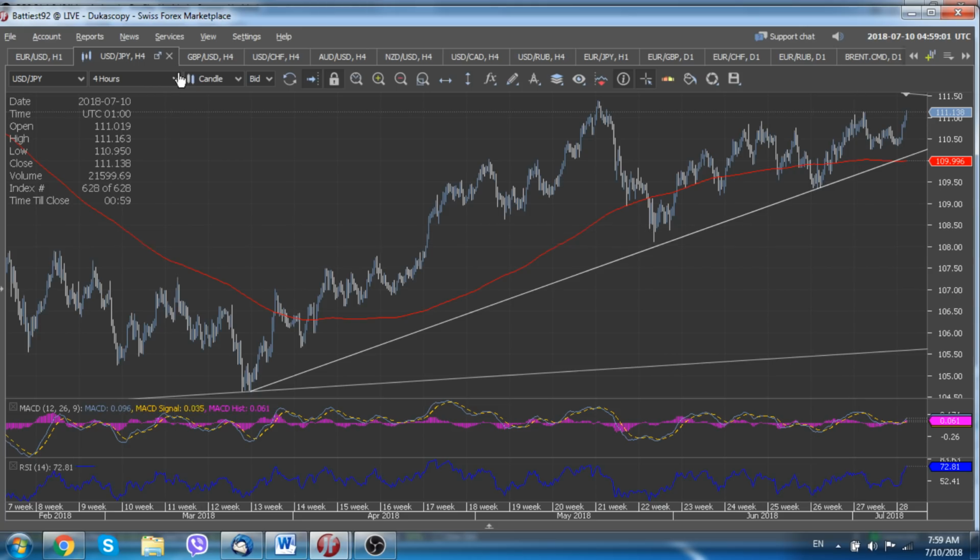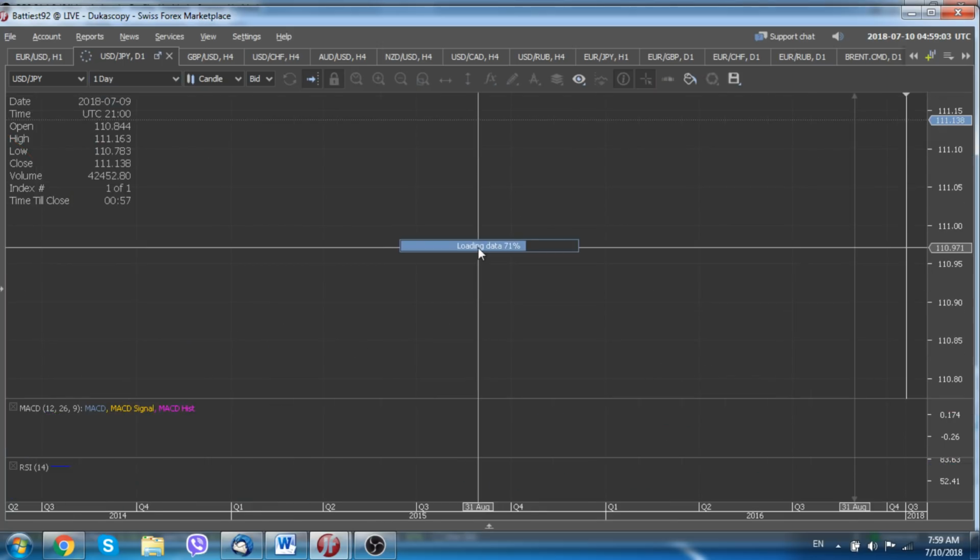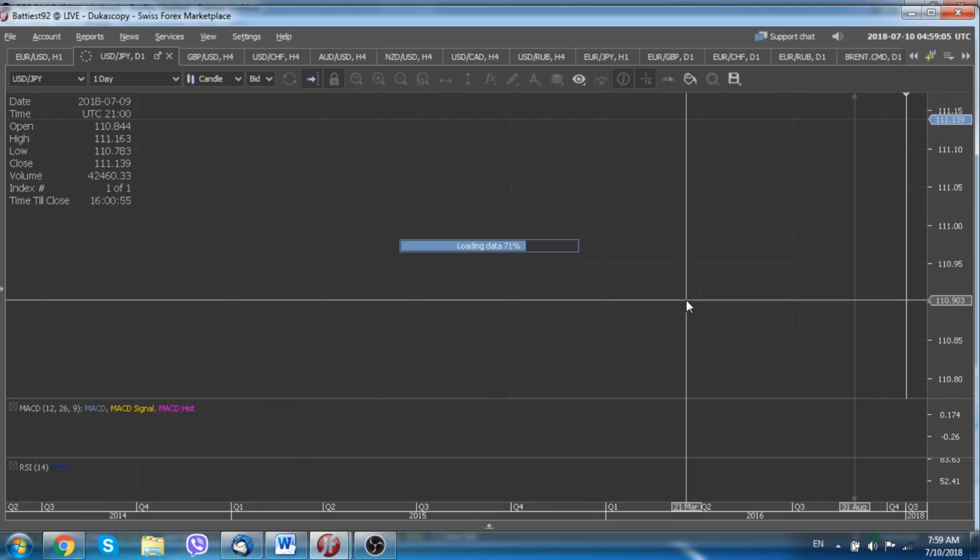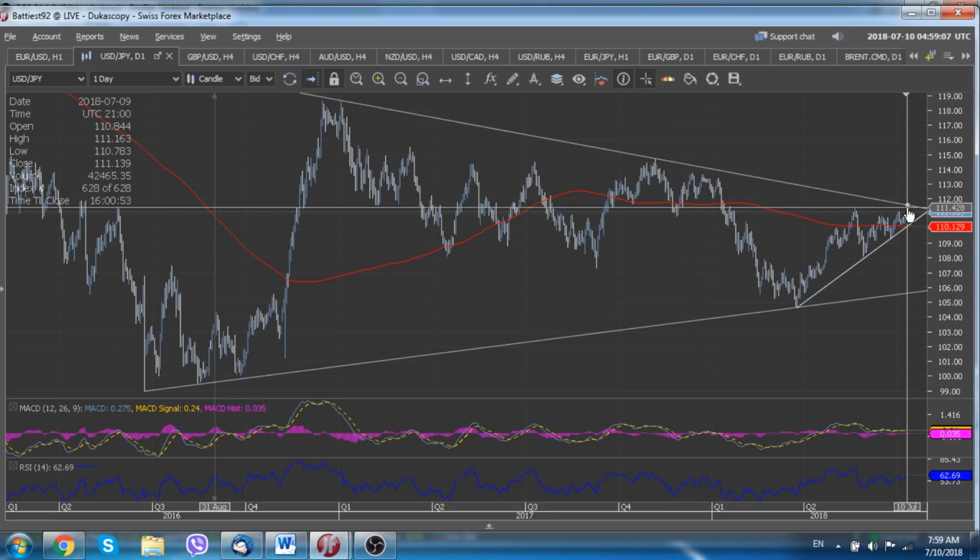To the upside, we also should recognize a longer term downtrend located around 111.60. And as you could see, the dollar yen is locked in a converging triangle between 111.60 and 110 at the moment. A breakout of this range could lay the ground for another impulse in the currency.